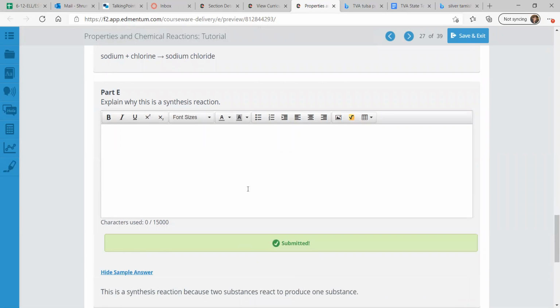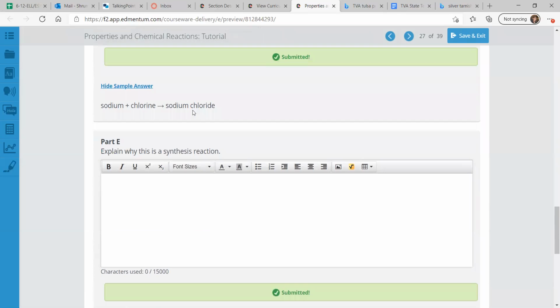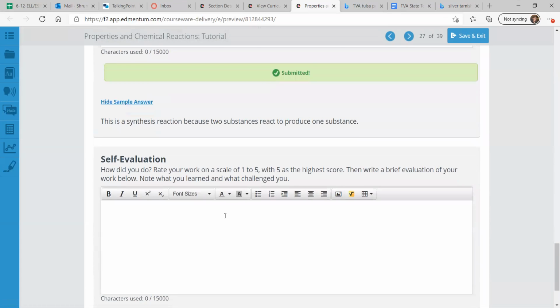And then why is this synthesis? Why is this a synthesis reaction? Two reactants combine to become one, as just one thing, sodium chloride.